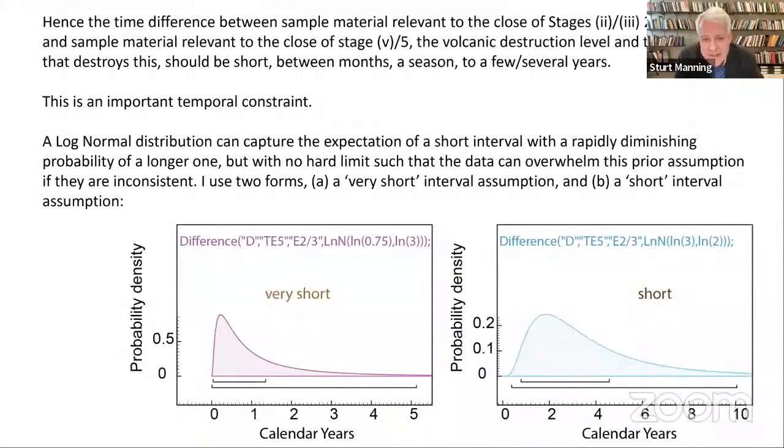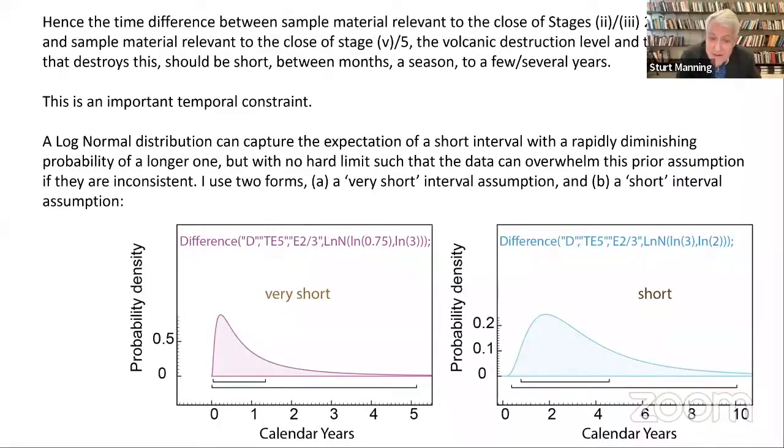So I considered 2 different ways of looking at this. One is the short constraint, which is to say that it's got to be a period of no more than a few years, which you can see on the right-hand side, which means it's most likely to be around about 2 or less years, but it could be up to about 4 or 5 at 1 standard deviation, and it could be up to about 10 at most at 95.4% probability.